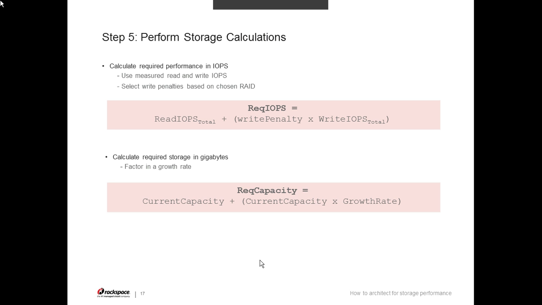Similarly, to determine our storage capacity requirements, we add the calculated storage capacity with the growth factor for, say, the next 6 months to a year, and this is shown by the bottom formula.